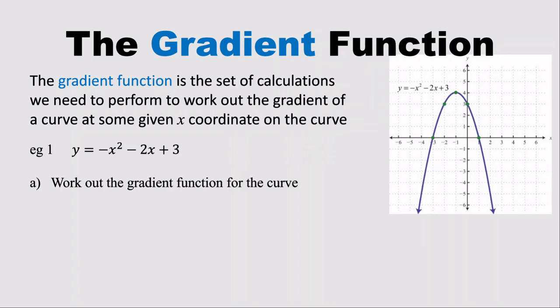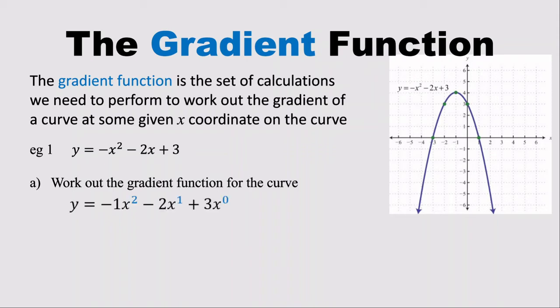So if you're given an equation like this, y equals negative x squared minus 2x plus 3, and you're asked to work out the gradient function for the curve, we don't need to know what the curve looks like. Let's just differentiate. Take the power, multiply it out front, and subtract 1 from the power.